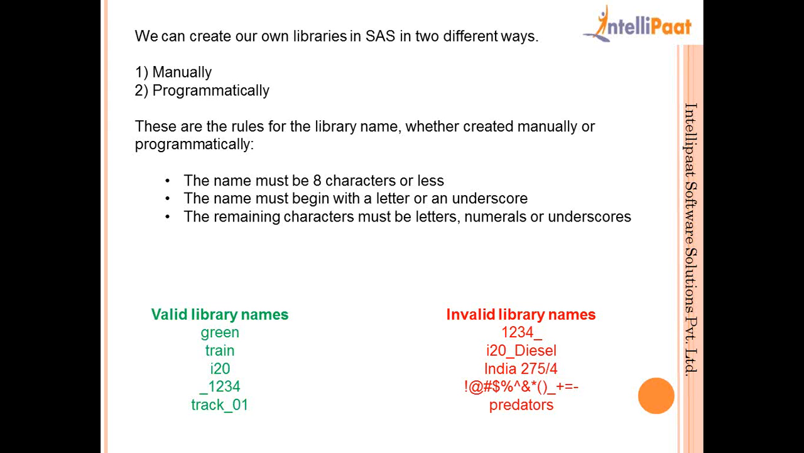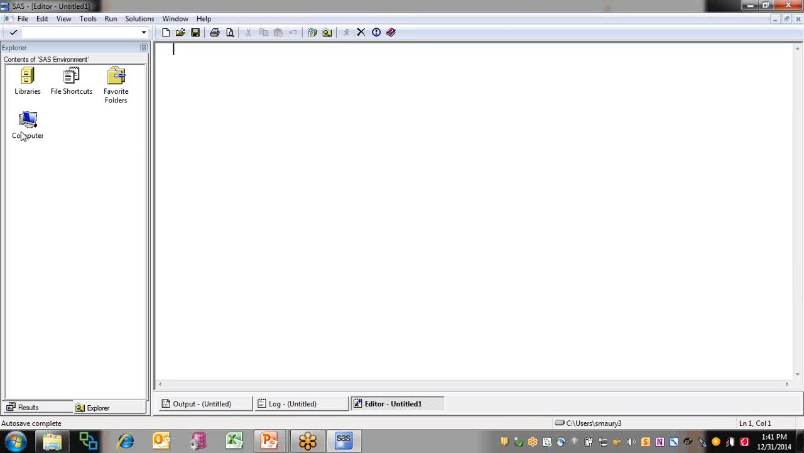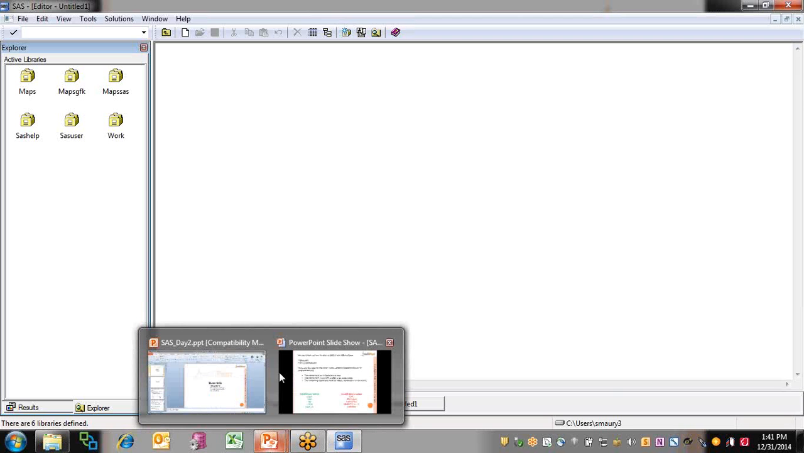As I showed you in the SAS environment, there was a libraries icon in the Explorer window. As soon as you click on this libraries option, you will get some other folders like Maps SFK, Maps SAS, Maps Help, SAS User, and Work. These are the SAS libraries which get installed by default when you install any instance of SAS. Today we will learn how to create our own SAS library.